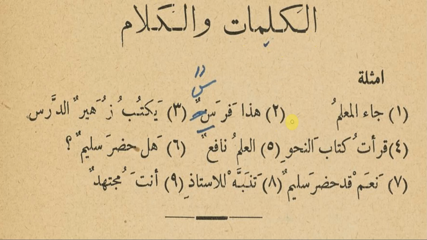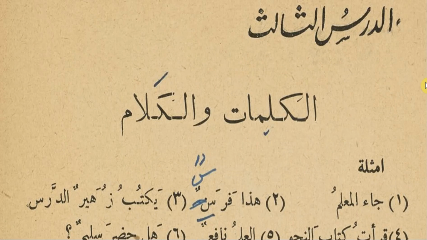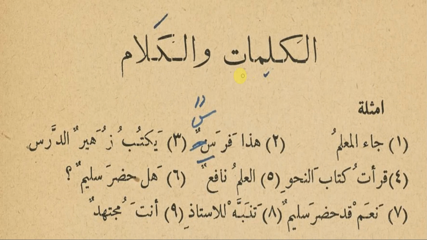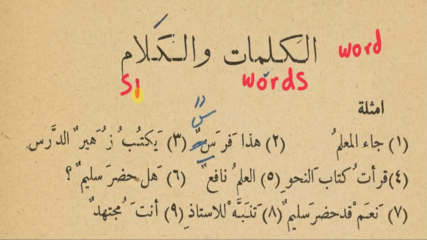In this lesson, which is the third lesson from the book for the Arabic grammar for elementary schools, الكلمات والكلام. This here الكلمات is the plural of word, so this is words. الكلمات, the plural of word. So الكلام is speech. So الكلمات والكلام, words and speech.